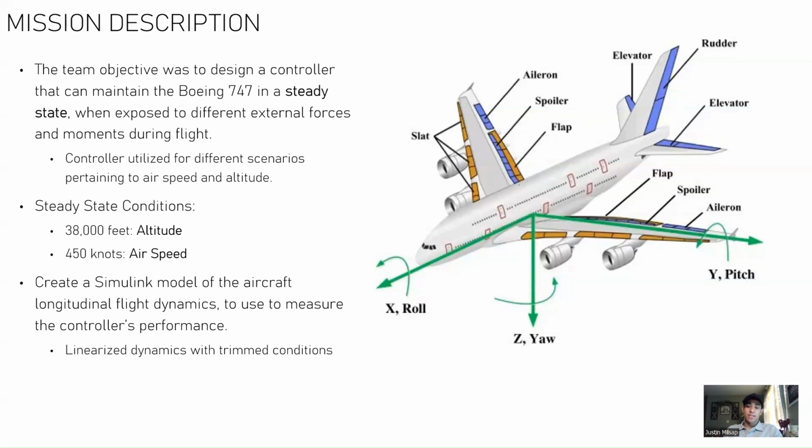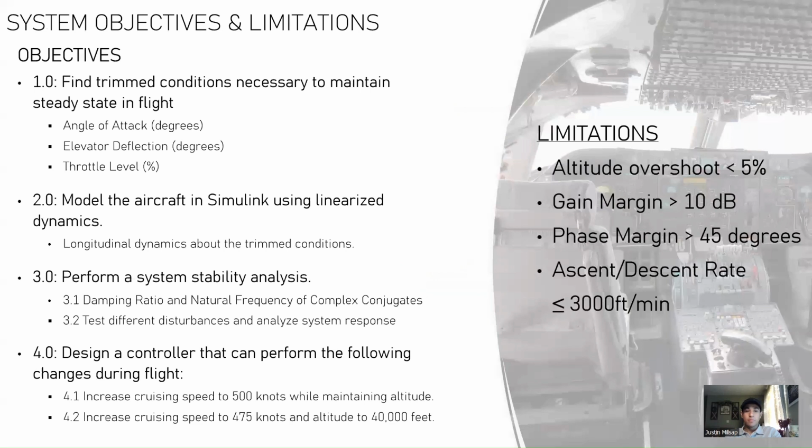The team's objective was to design a controller for the Boeing 747 in a steady state when exposed to different external forces and moments during flight. The steady state conditions were an altitude of 38,000 feet and an airspeed of 450 knots. So then we created a Simulink model of the aircraft using its longitudinal flight dynamics.